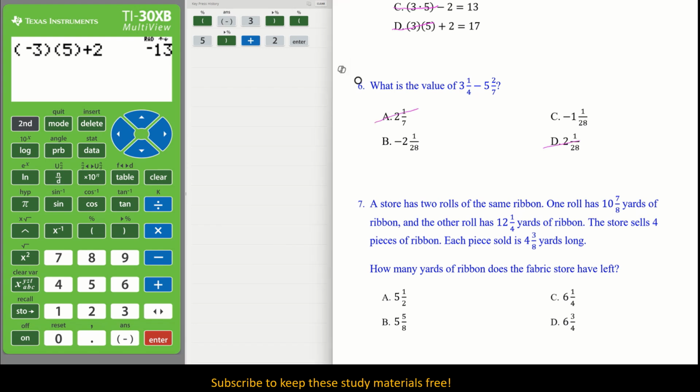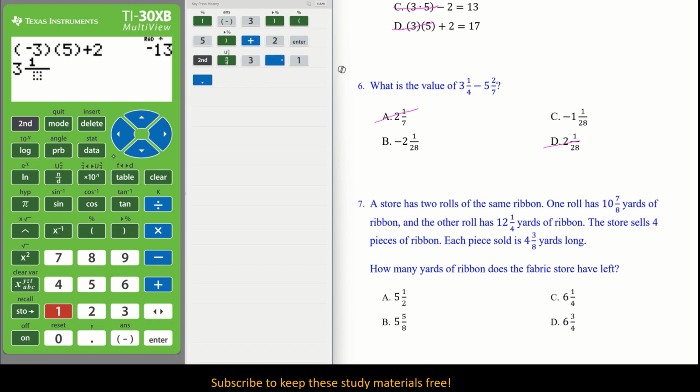Well, let's put our expression in and see what happens. So second fraction, that gives us our mixed number, and that's 3, arrow over, 1, arrow down, 4, arrow over, then minus, second fraction, that's 5, arrow over, 2, arrow down, 7. Okay, I'm arrowing all the way over so I can make sure that I actually entered it correctly. If you've watched my other videos, I don't always have to fix it when I do it incorrectly.